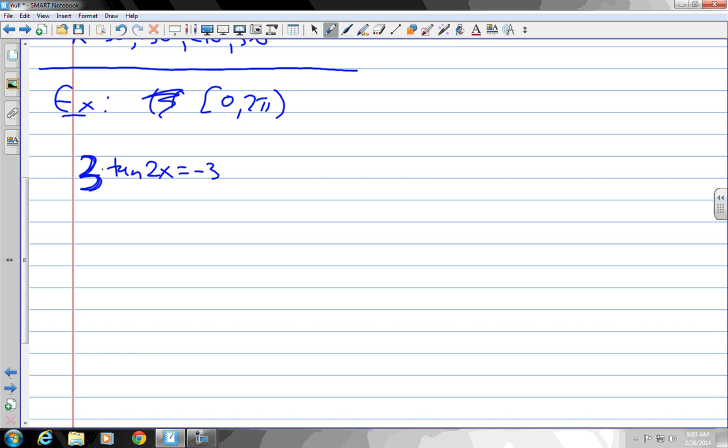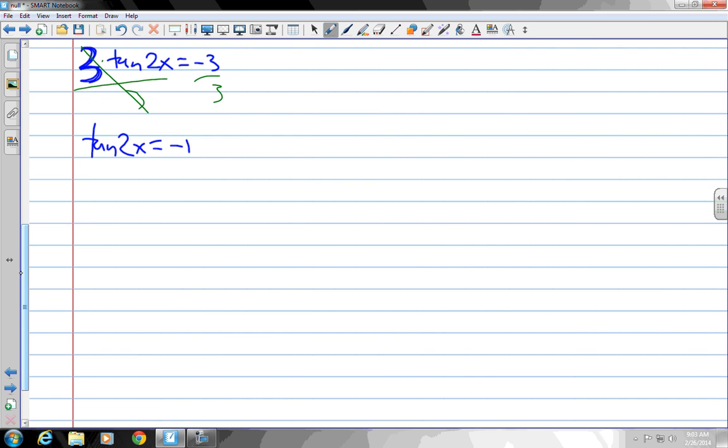So what's the first thing you want to do? Yeah, divide by 3. So 3 cancels on the left, so we have tangent of 2x equals negative 1, right? Now don't mind that 2x first. We don't go into double angle formulas or things like that. Ignore the 2x for now, okay? Just think about this. When does tangent equal negative 1?